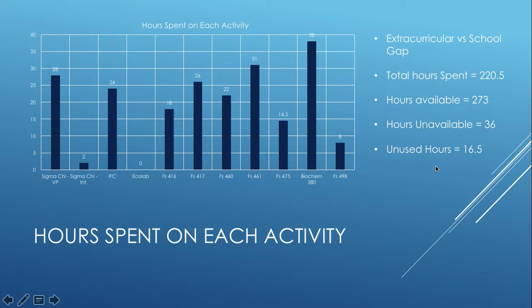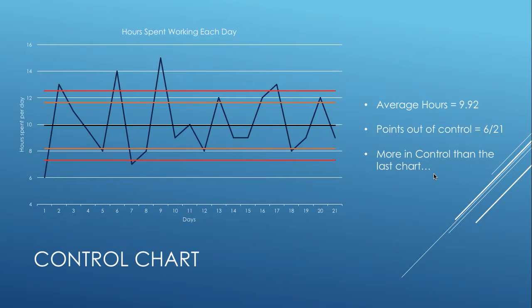You remember the first one, the number was like 110.5 hours that I wasn't using, and we got that down to 16. And granted, it's a lower number of days, but that's a big improvement. So here's the control chart, the same one from earlier, but this is just for the 21 days that I measured in my analyze and improvement phase. My average hours working per day, instead of the 8.73 that I had before, is up to 9.92, so almost 10 hours.